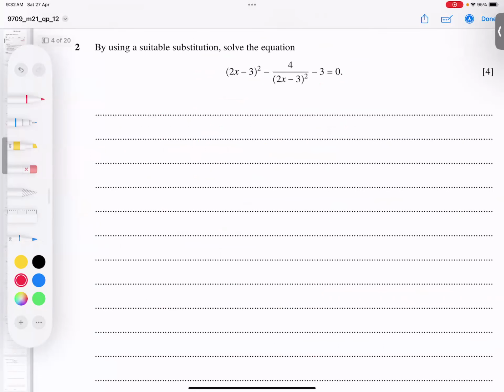Question number 2, use a suitable substitution. Whenever you think there is some common part or resembling portion, assume that value equals anything, like k, p, t, whatever. Now you can ask one question: sir, can we take the whole thing including the power 2? It is also correct. Most students take the inner part, but I will take the whole, no problem. Both are okay. So I take this full as k, it turns to be k minus 4 over k minus 3.